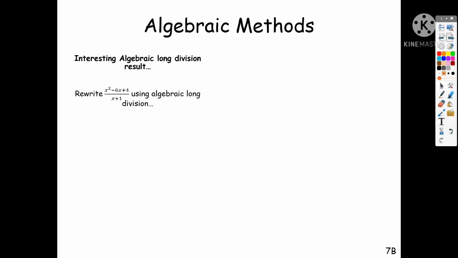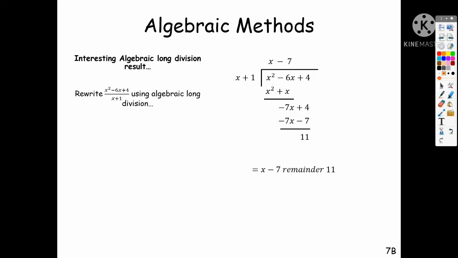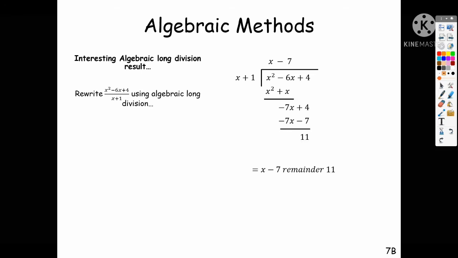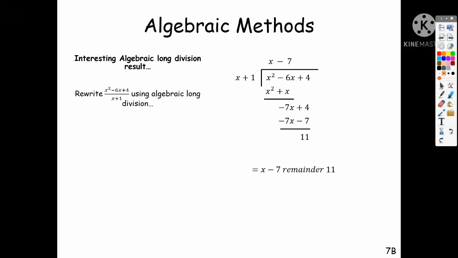Want to rewrite x squared minus 6x plus 4 over x plus 1 using algebraic long division. X plus 1, lots of x squared minus 6x plus 4. So, this is basically what's going on here. This is the long division method for this one. We have x minus 7, remainder 11. You might think, okay, what the hell's going on here?